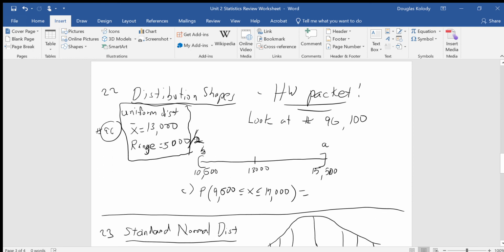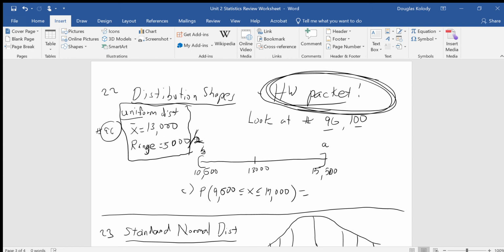Distribution shapes. This is imperative. Get out that homework packet that we did, the worksheet homework packet. Specifically, I know I wrote look at 96 and 100, but look at all of the problems there, including the distributions: normally or bell-shaped, uniformly shaped, skewed right, skewed left, bimodal, multimodal. Look at all the distribution shapes. I put 96 on this sheet right here.